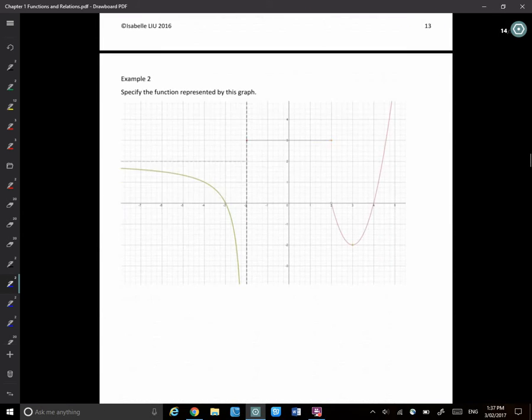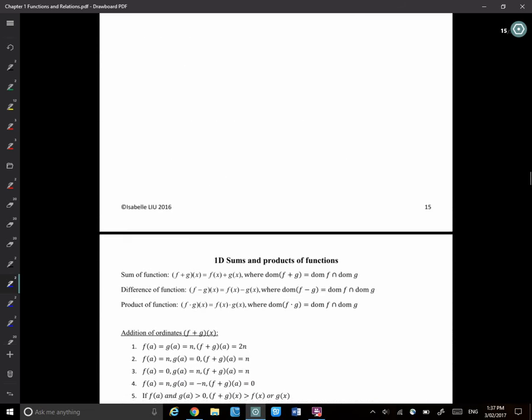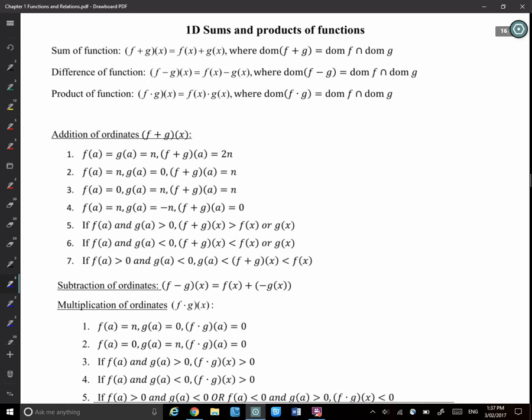For sketching, I'm not going to talk about this. Even and odd functions, I'm not going to talk about this. Come to sum and product of functions. That's the new thing.